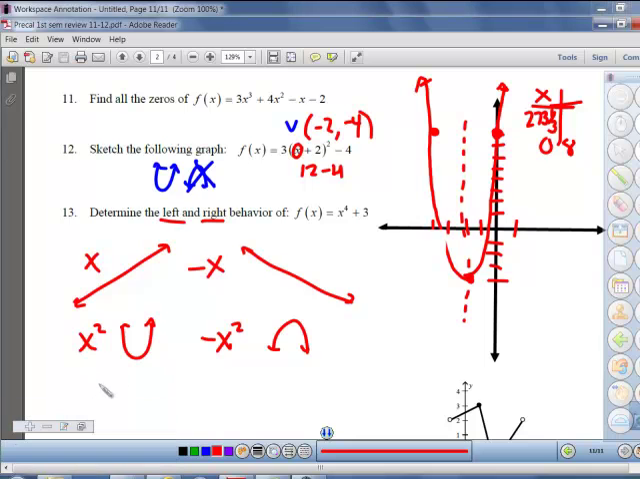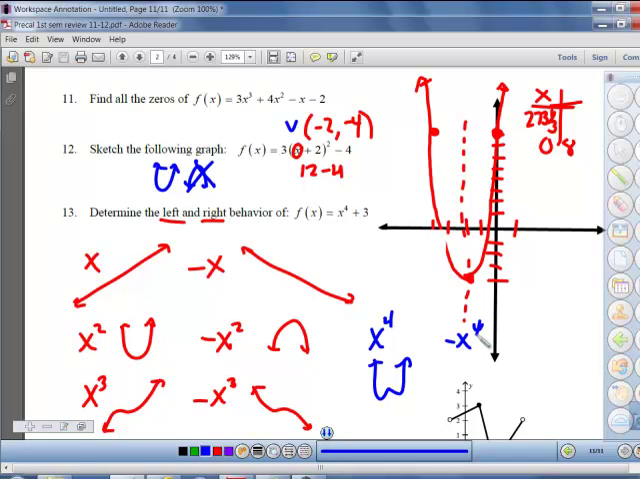Okay, and then let's do x to the 3rd. What does that look like? It's a disco that looks like this, right? Okay, now what about negative x cubed? It's going like this, right? Going down. Okay, so what is x to the 4th? Cactus. X to the 4th cactus, okay. So it's kind of like this, right? And then negative x to the 4th, what does that do? Okay, it's going down. So what we're looking for here, we're looking at the end behavior of these particular graphs.